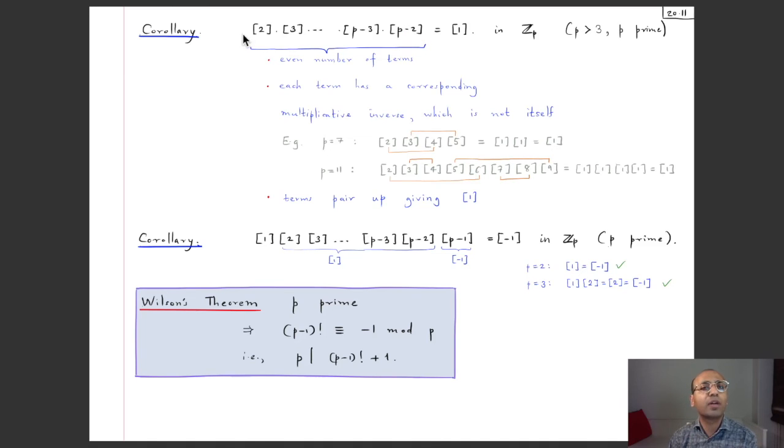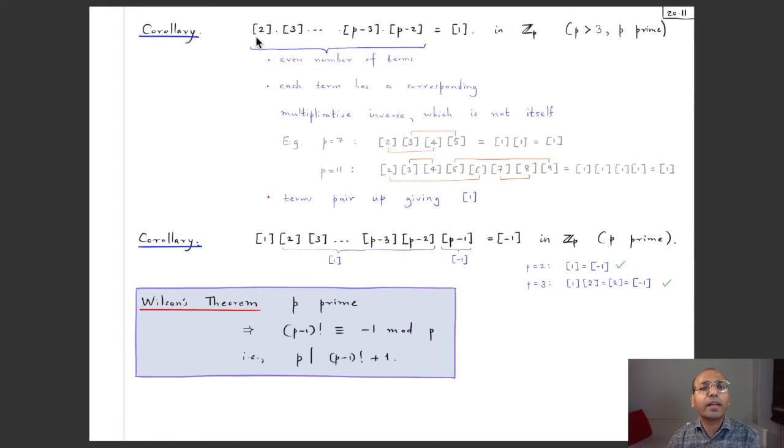And if this product had begun with the equivalence class containing 1 all the way up till P minus 2, then there would be an odd number of terms. But since this equivalence class containing 1 is missing, from an odd number of terms we are taking away 1, so this will contain an even number of terms. Also, let us note that in this product, the equivalence class of 1 does not appear and the equivalence class of P minus 1 does not appear. But those were the only elements whose multiplicative inverse was itself.